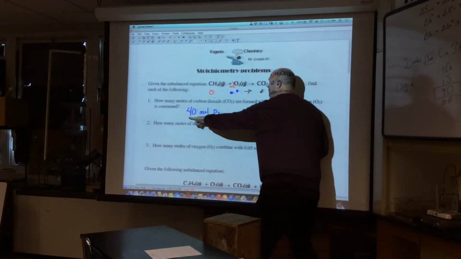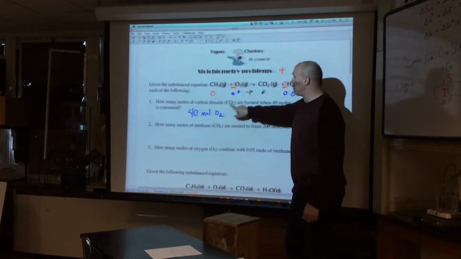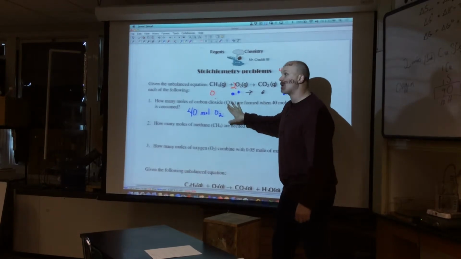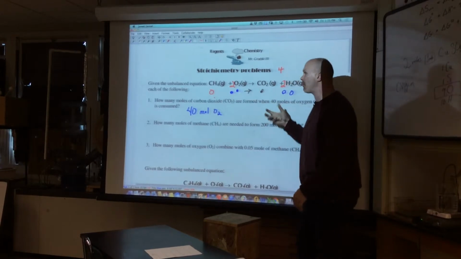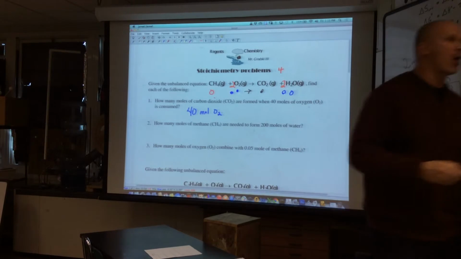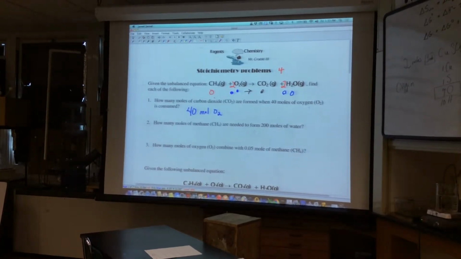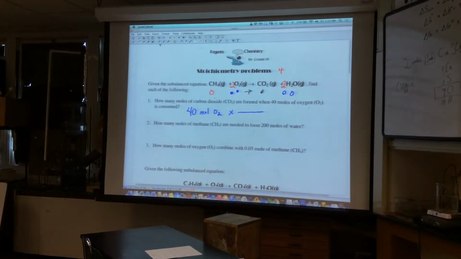Now, 40 moles of what? Because I'm going to take you from oxygen to CO2. This is what stoichiometry is. We're going to use these ratios to go from one chemical to another, knowing it's a 1 to 2 to 1 to 2 ratio. So watch. How many moles of carbon dioxide are formed when 40 moles of oxygen is consumed? So, my friends in chemistry, I'm going to multiply by, like I've been doing all year, a conversion factor. But for the first time, in the conversion factor, I'm putting O2.